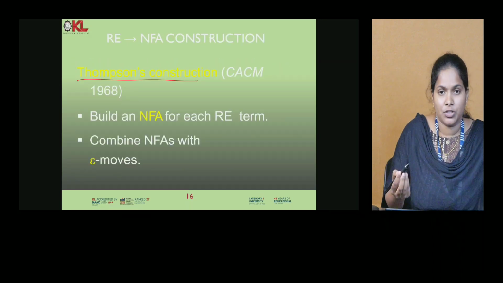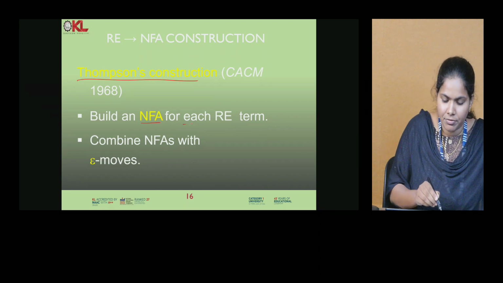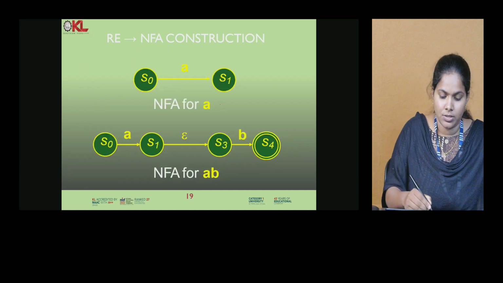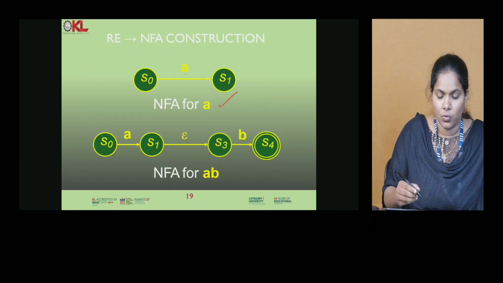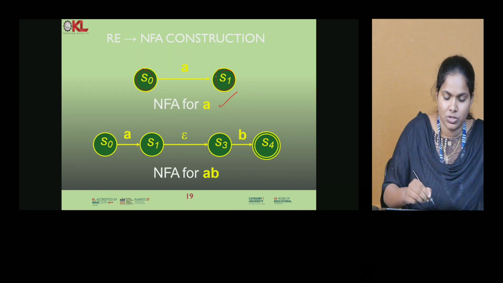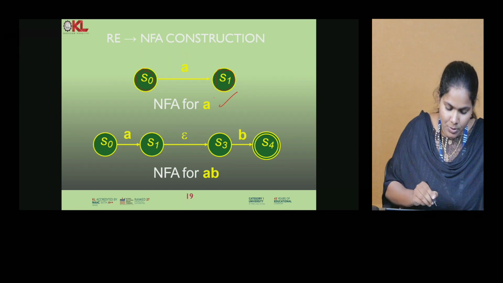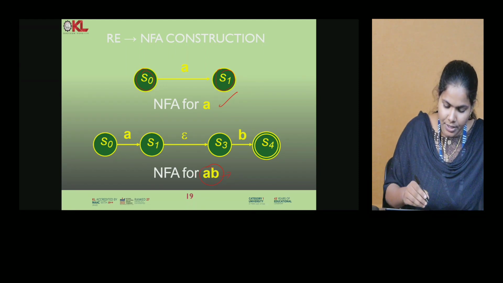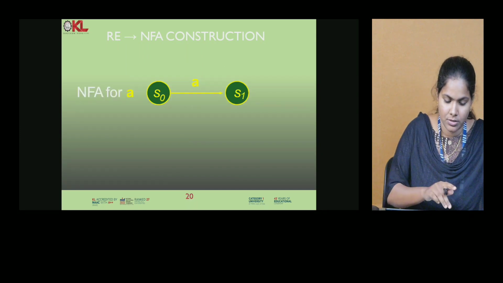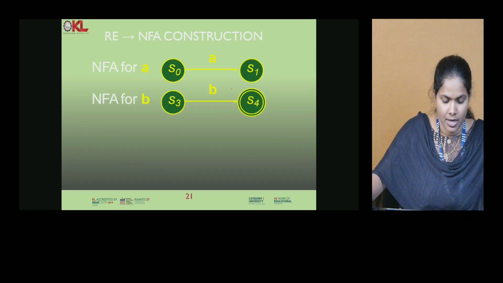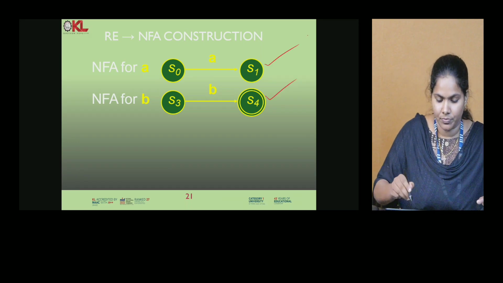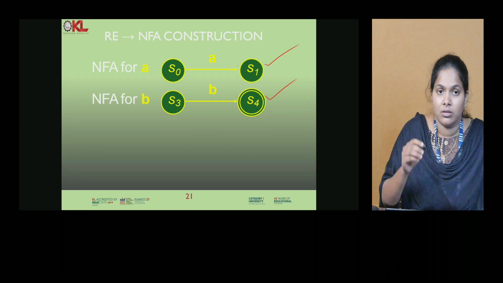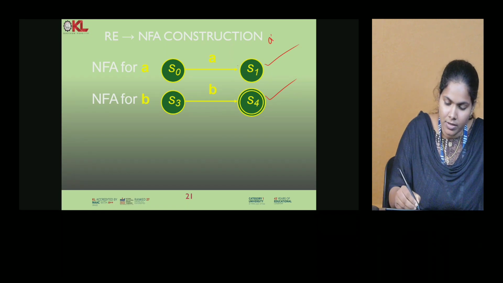By using Thompson construction we can generate an NFA for each regular expression. Take this one, the NFA for A, only for A, from state S0 to state S1. The regular expression is AB. For this AB, first generate separately the NFA for A and the NFA for B. We are now constructing the NFA for AB.